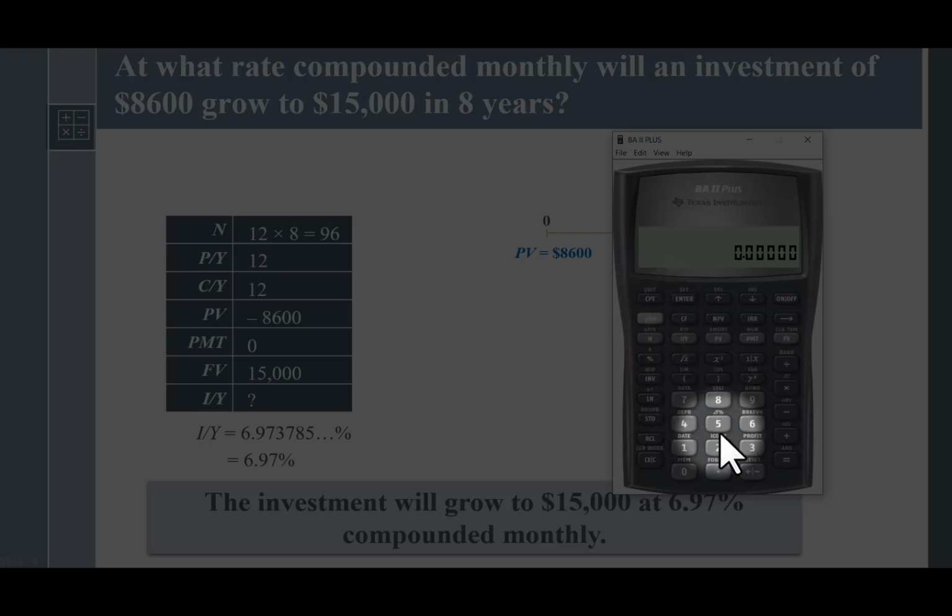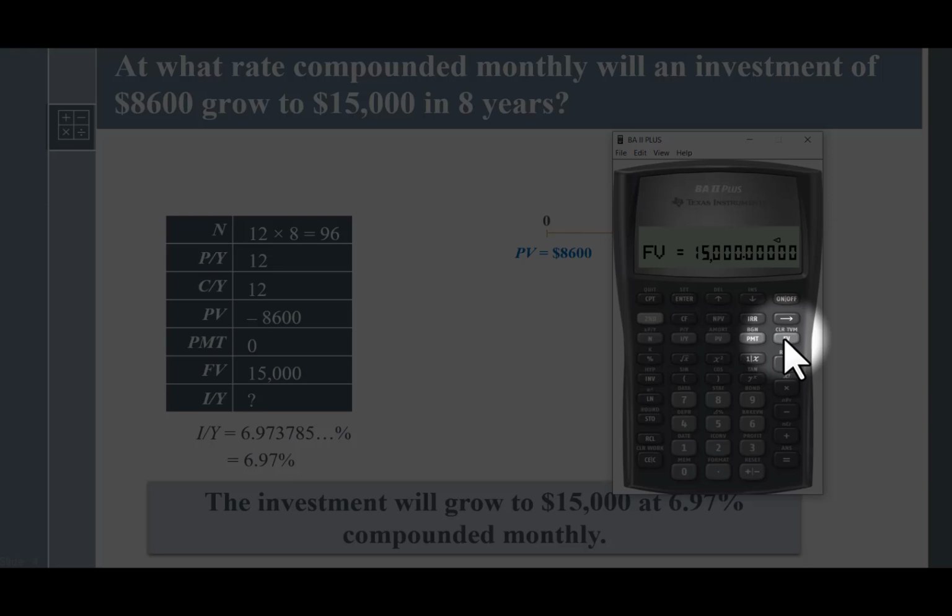Now present value is 8,600, so we're going to type 8,600, press the plus-minus button, and press present value. PMT is 0. Let's press PMT. Future value 15,000 and press future value.